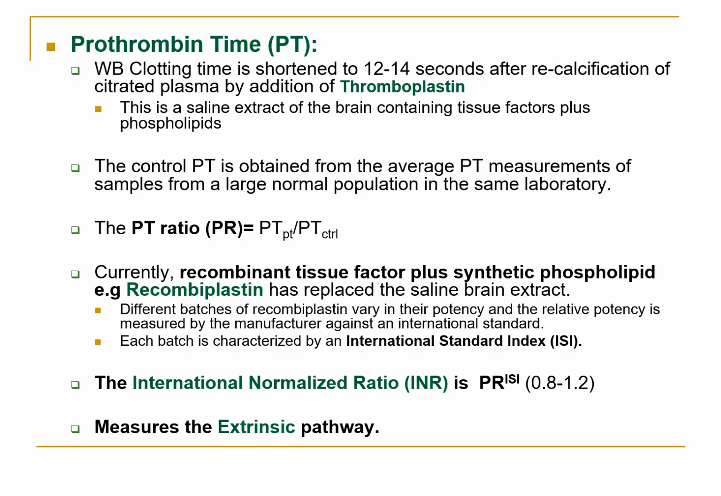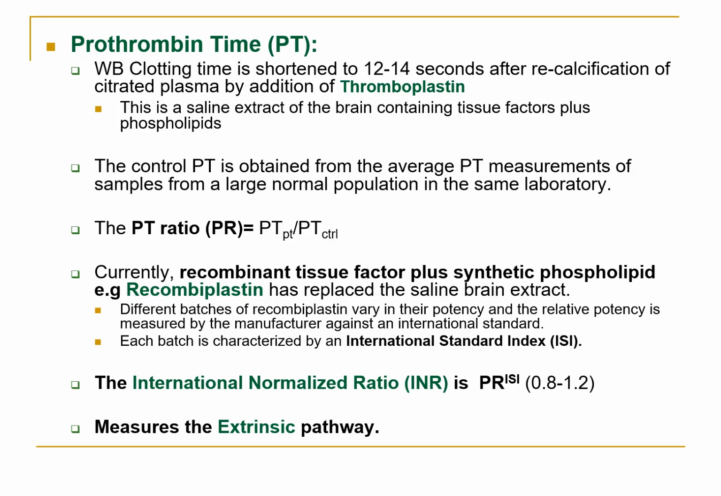Another test is the prothrombin time, PT, and this test is to measure the extrinsic pathway. So when you think of the extrinsic pathway, you would think of the tissue factor, right? So what they used to do in the past, they used to add thromboplastin, and that is a saline extract of the brain containing tissue factors and phospholipids, of course.